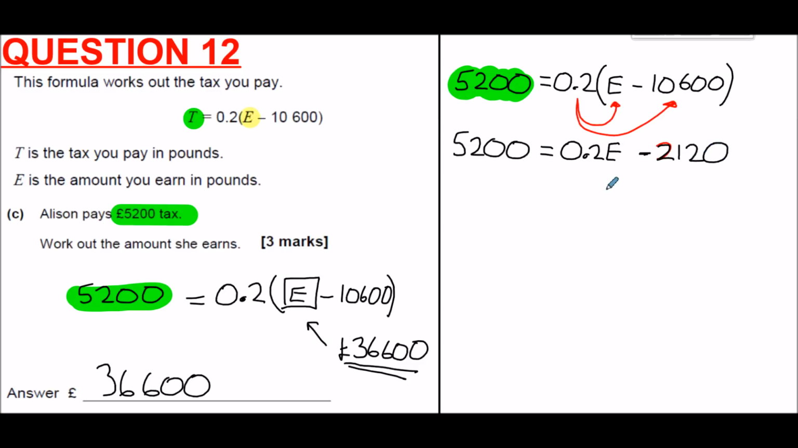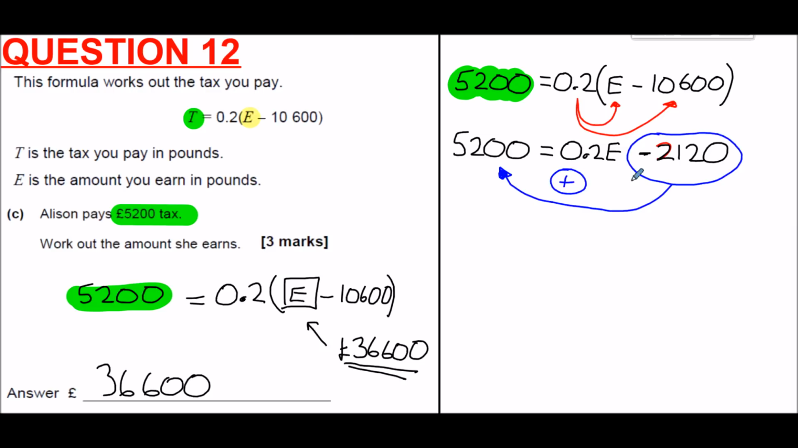We want to rearrange the equation so we've got E equals whatever it equals. At the minute we've got 0.2e minus 2120. So what we could do is rearrange this equation by adding 2120 to both sides. What it looks like is happening is we can move that 2120 to the other side of the equation, but when we swap the side, we swap the sign. Opposite of minus is plus.